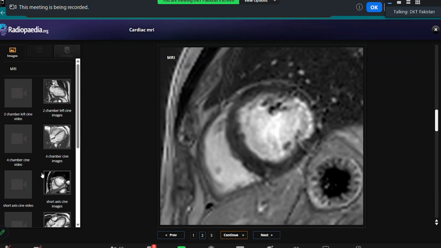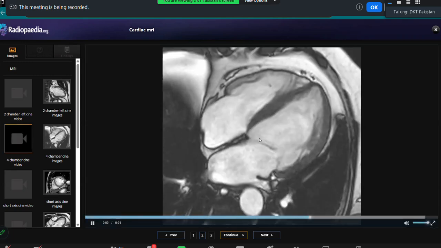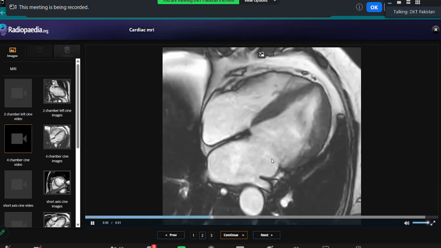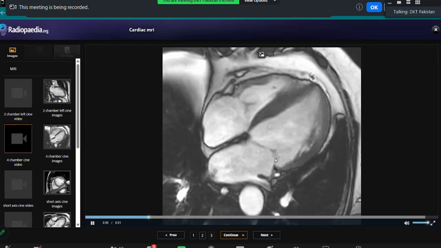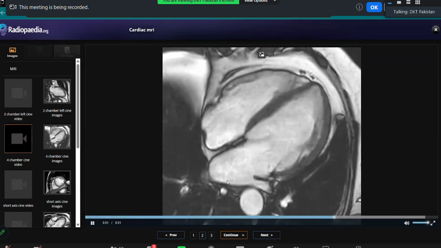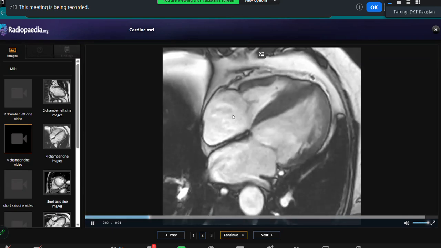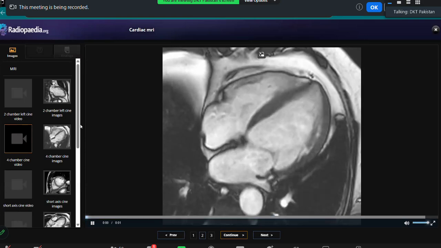Okay, and very well picked. I was not expecting that you would pick up the regurgitation. You can see some regurgitation. It was not that evident on the two-chamber view. This is the four-chamber view. You can see a jet of contrast from the mitral valve coming from the left ventricle into the left atrium. So there is some mild mitral regurgitation and mild tricuspid regurgitation as well. So these regurgitations were present as well. Good, excellent.